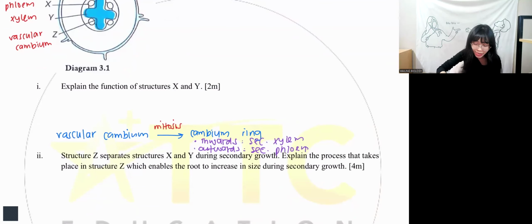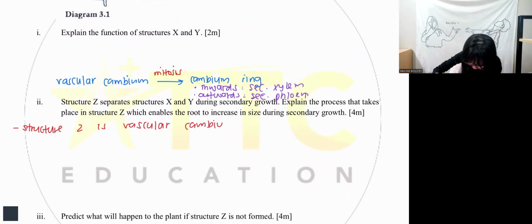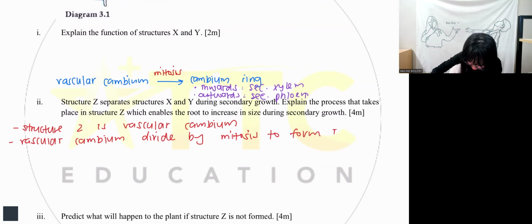Okay, to put it into a sentence, 4 marks. Your first mark comes by writing the labeling. Second mark is by writing the process. Third and fourth mark is the one in purple color. So 4 marks in total. First, we have to write: structure Z is vascular cambium. Next, we're going to say: vascular cambium divides by mitosis to form into cambium ring.